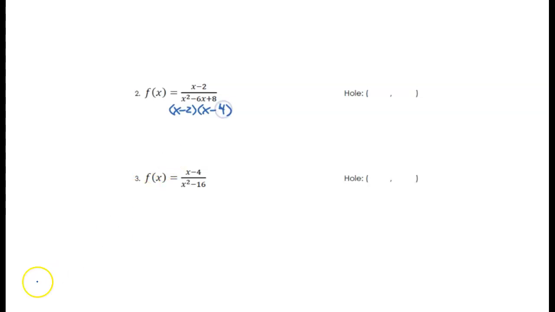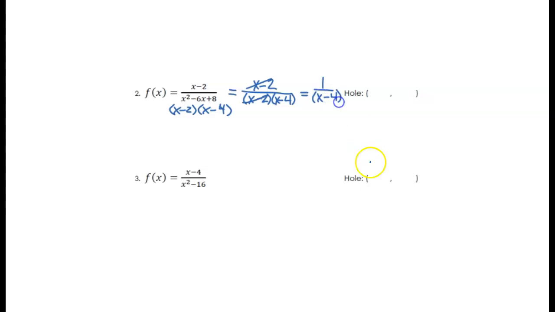It would be a great idea to do what with this problem? Rewrite it before I cancel. That way you can really see what's there and what's not. So x minus 2 is still the numerator, and x minus 2 times x minus 4 is your denominator. What common factors occur in the numerator and the denominator? X minus 2. So I should cancel them out, and remaining is what? 1 over x minus 4.